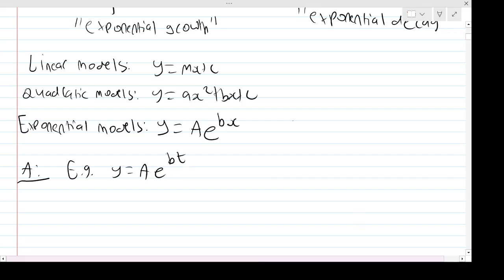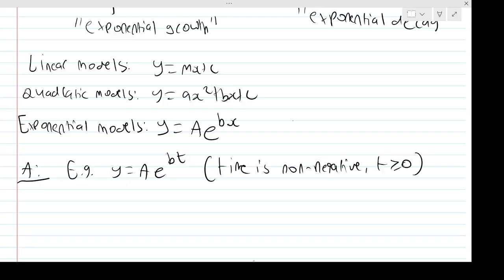So x is t. Time is non-negative, which means that t is at least 0, cannot be negative. Time cannot be negative. So with these models, t equals 0 is the first value we can use. So if t is 0, then y is going to be ae to the 0, right? Because obviously bt, 0b, that's just 0, okay? If I put t as 0.